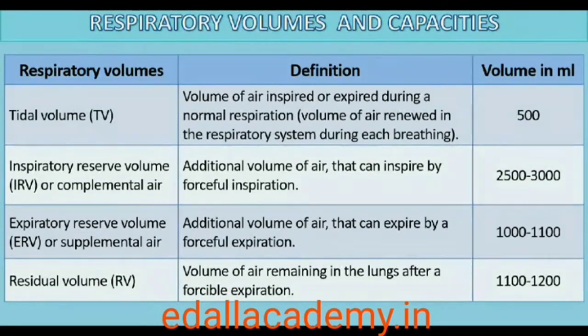Additional volume of air a person can inspire by a forcible inspiration. This averages 2,500 milliliters to 3,000 milliliters. Expiratory reserve volume, ERV: additional volume of air a person can expire by a forcible expiration. This averages 1,000 milliliters to 1,100 milliliters. Residual volume, RV: volume of air remaining in the lungs even after a forcible expiration. This averages 1,100 milliliters to 1,200 milliliters.